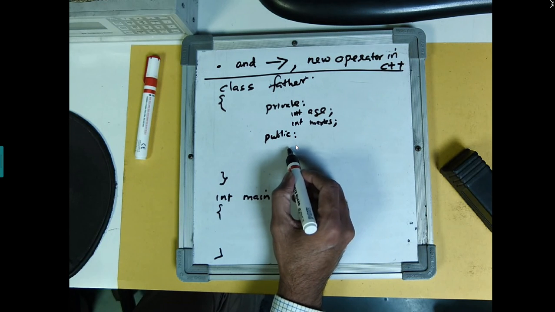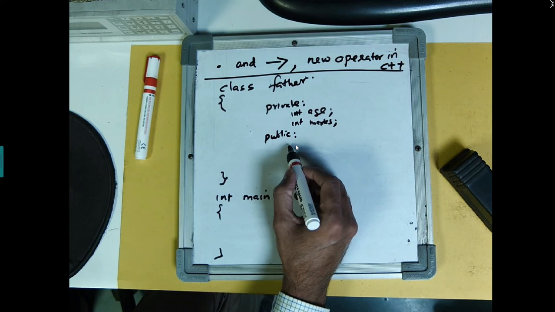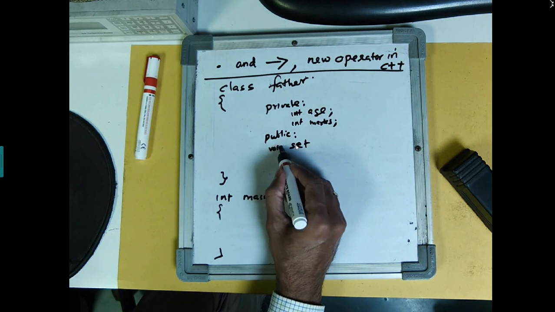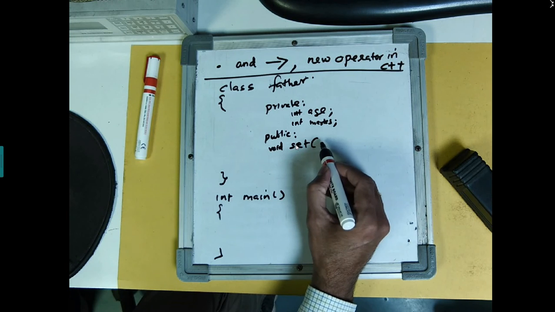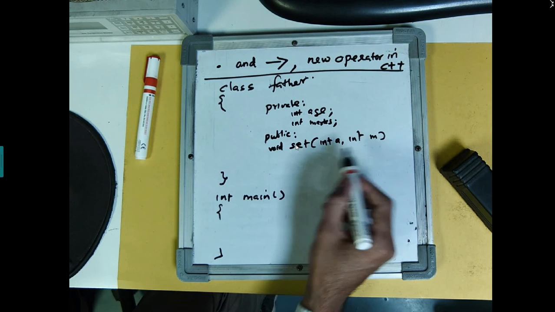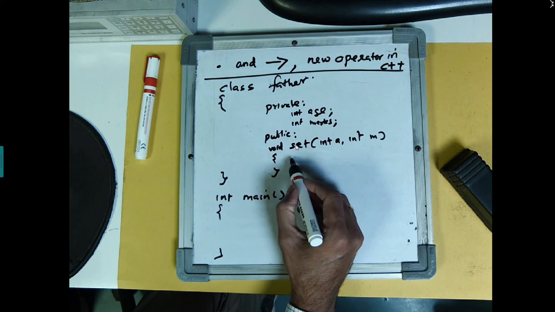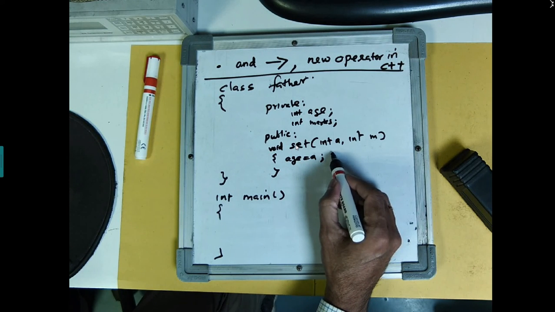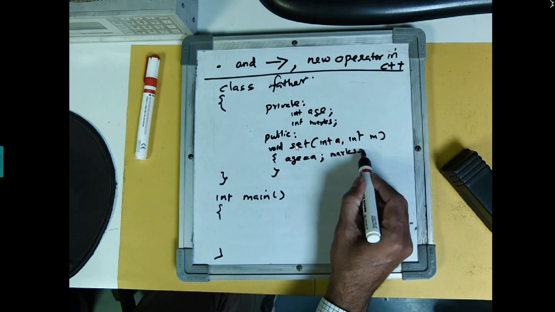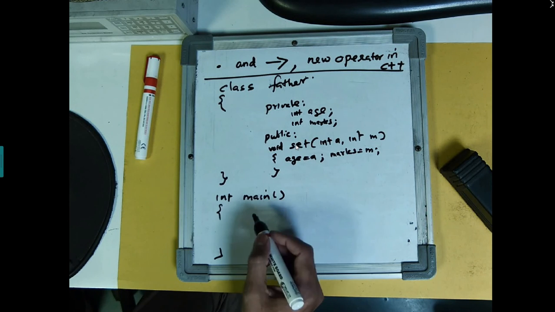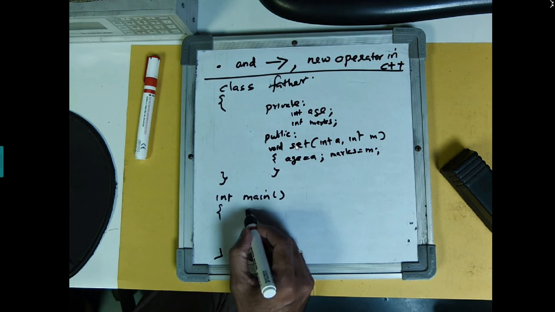Now here in this section, let's say we are defining a function called set, that is void set. Then we can pass in integer a and integer m, and you are defining age is equal to a and marks is equal to m, something like that. You have initialized it.